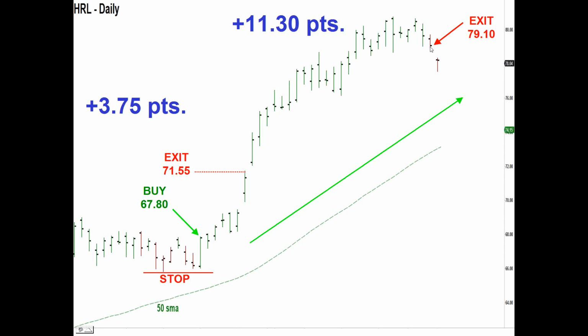Now, had you applied that to this example, you could have had an additional 11.30 points, okay? Once again, we're not saying that this happens all the time, but if you have a really strong feeling about a particular issue that you're trading or a future, you can apply this to keep you in the trade much, much longer.